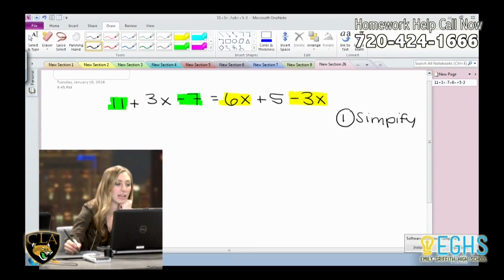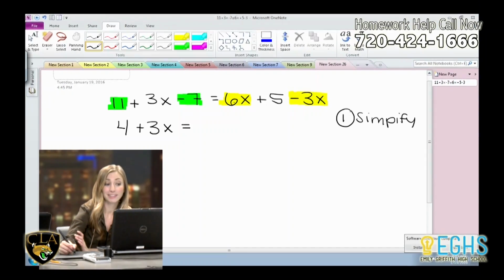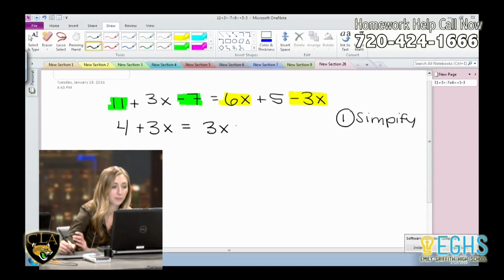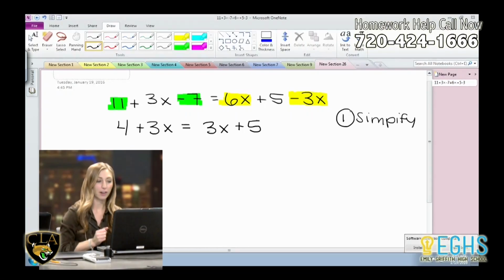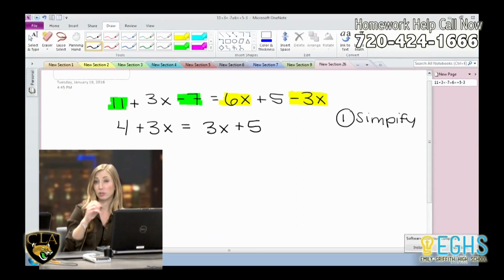So the 11 and the negative 7, that together is going to give me 4. So I have 4 plus 3x on the left. And then on the right side of the equation, I can combine the 6x and negative 3x. So 6 minus 3 is going to give me 3. So I have my equation simplified. So that's typically your first step. That can also include distribution if you have any distributing to do.